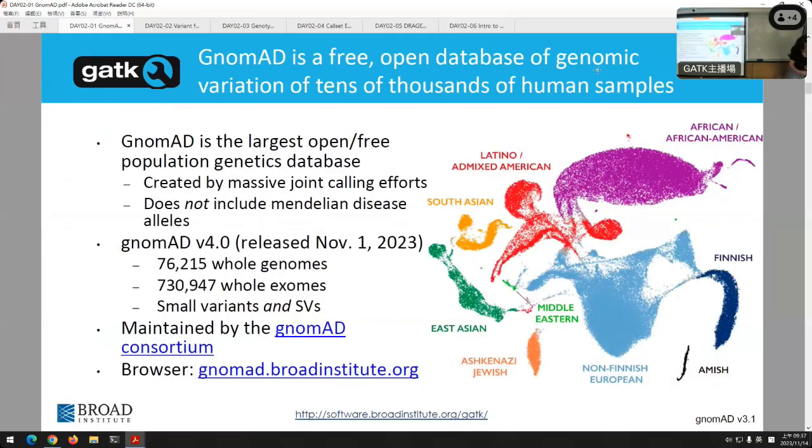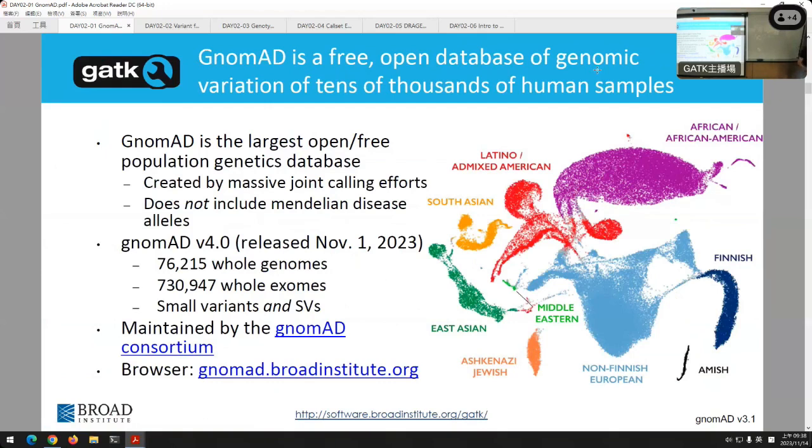gnomAD v4.0 was released actually earlier this month on November 1st, and now has over 76,000 whole genomes and over 730,000 whole exomes with both small variants, so SNPs and indels, and structural variant calls on those. So it's really big. It turns out it is the largest freely accessible public population genetics database out there.